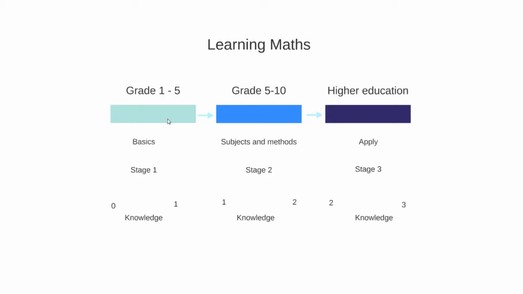And eventually we go on, and here we learn to apply maths to different problems and so on. In stage 3, we came in with the knowledge of 1 and 2, and then eventually we left with 3 knowledge, which is basically a combination of 1, 2 and 3. So here you get the picture that in grade 5 to 10 you're actually reusing what you learned in 1 to 5, and in higher education you're actually reusing from grade 1 through 10.